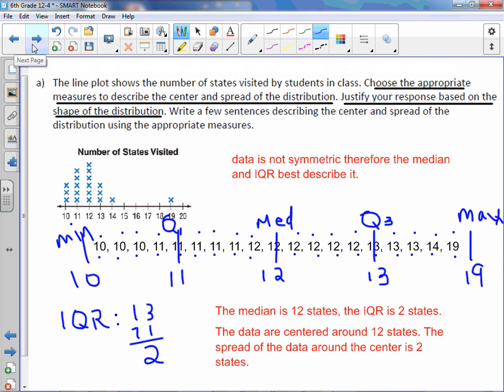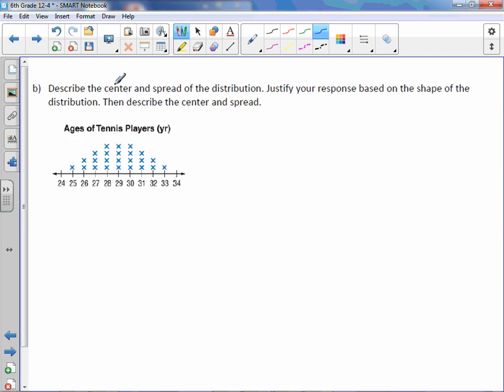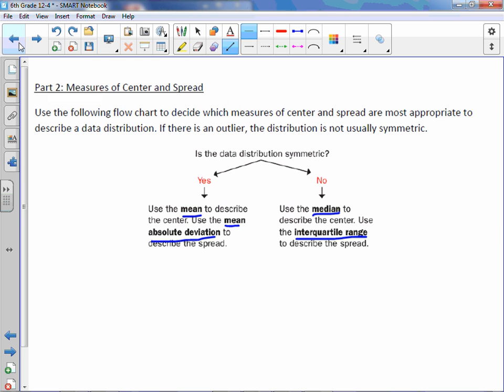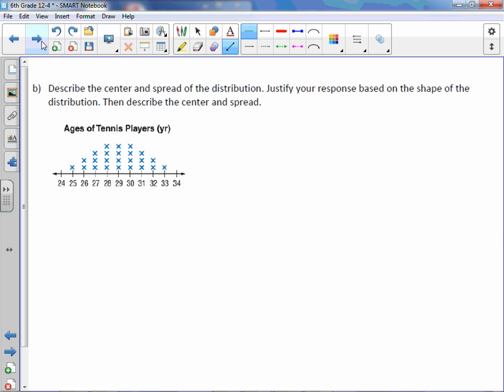Letter B. Describe the center and spread of the distribution. Justify your response based on the shape of the distribution, then describe the center and spread. So if I were to draw a vertical line, I could actually draw it right here, and it would be the same on both sides. So I would say the data is symmetric. Since the data is symmetric, I'm going to use the mean and the mean absolute deviation.